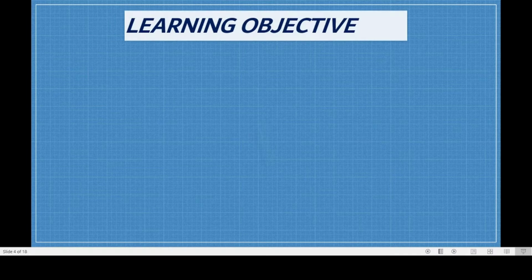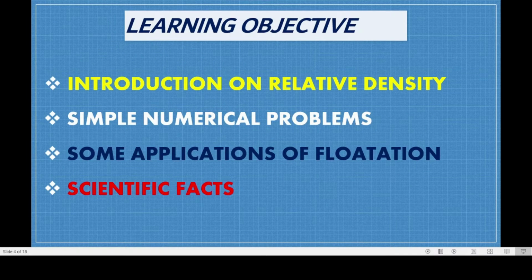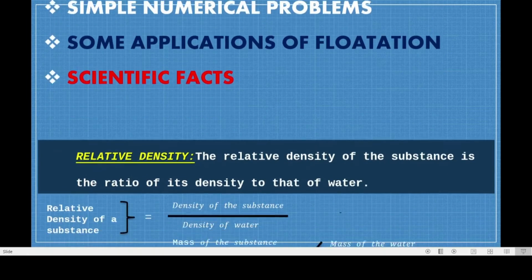So, what are the learning objectives of this presentation? First, we are going to see an introduction about the relative density, and then we are going to solve some numerical problems, and then we will discuss some of the applications of flotation, and with a note of scientific fact we will wind up this session.